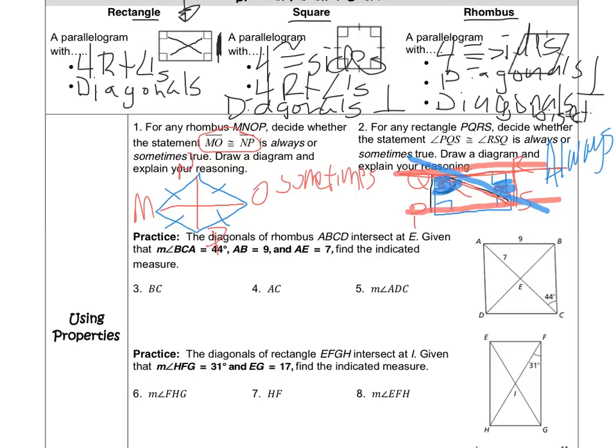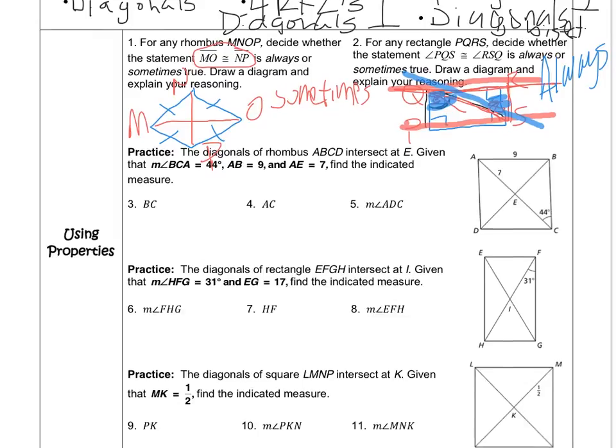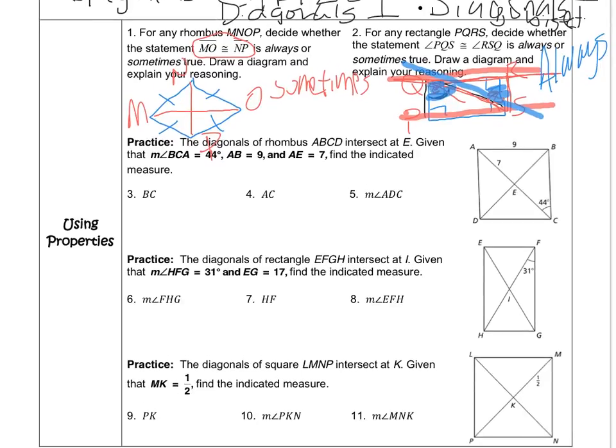Alright, so moving on here. I'm talking about the diagonals of the rhombus over here on the right, ABCD. They intersect at point E. They've given us some angle measures. They tell us that angle BCA is 44 degrees, and that is this angle right here in black that I'm putting a little line on. And they tell us some things about AB equaling 9 and AE equaling 7. AB is an outside edge and AE is a part of a diagonal.